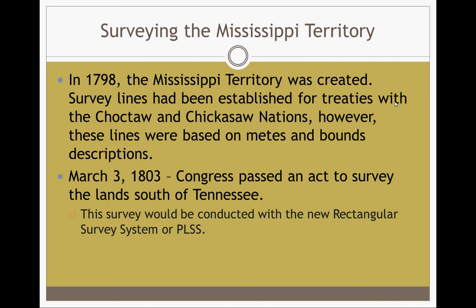And something important to note here is Indians believed that you couldn't own land. The Native Americans were very focused on being a part of the land, but giving back to the land. And one cannot own something that they consider themselves to be a part of. And so this idea of owning land was foreign to them, and they really didn't understand it. On March 3rd of 1803, Congress passed an act to survey the lands south of Tennessee, and this survey would be conducted with a new rectangular survey system, or the PLSS.